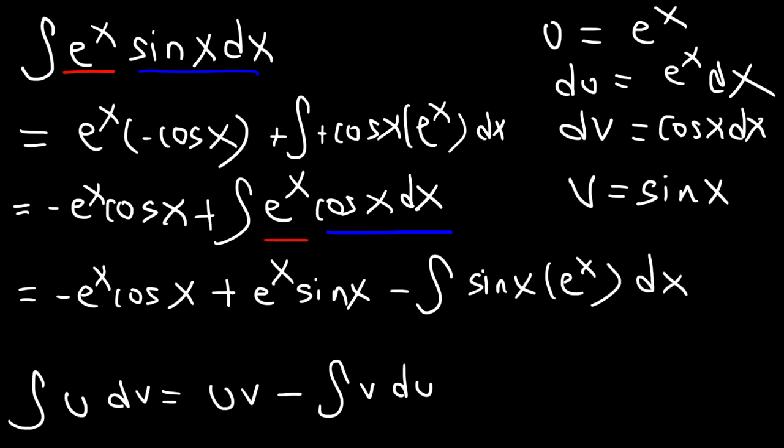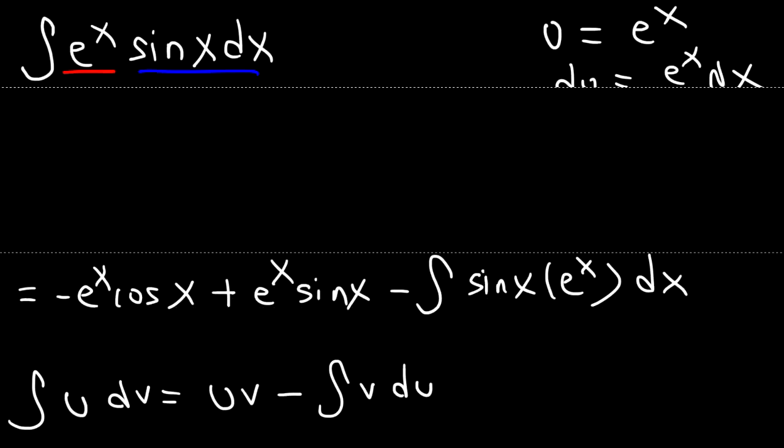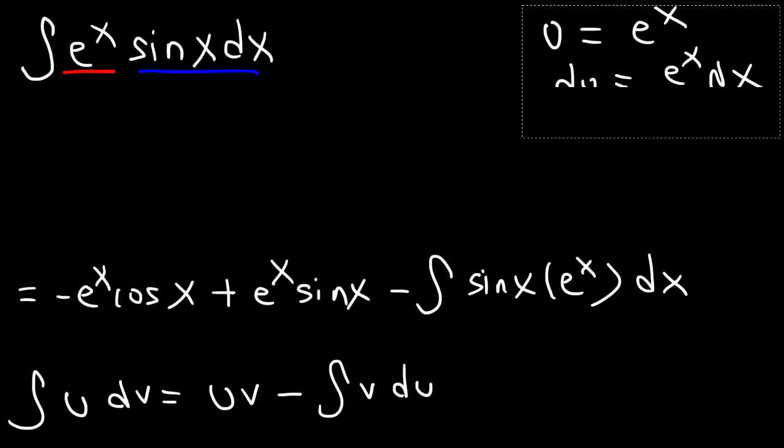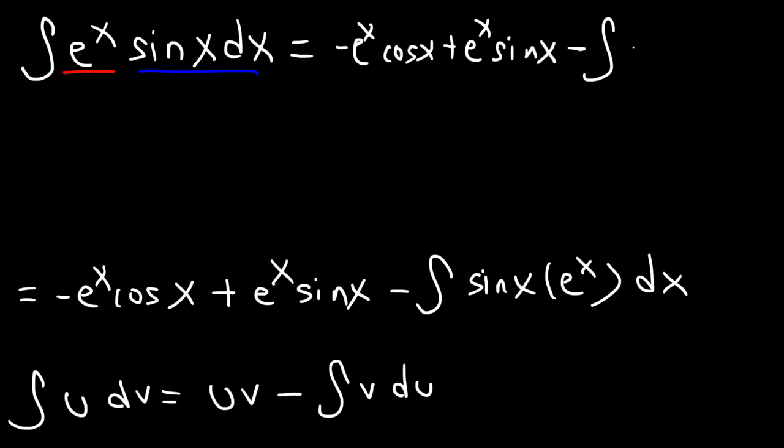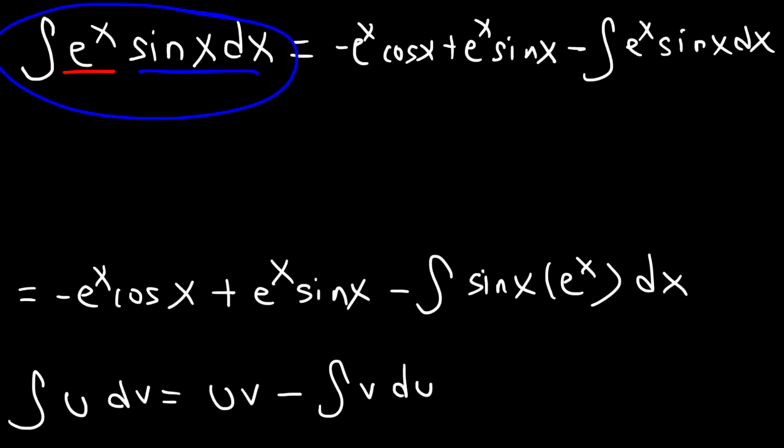Alright, so this part we need to be careful with. We're going to start with the original expression. So this integral is equal to negative e to the x cosine x plus e to the x sine x minus the integral of e to the x sine x dx. Our goal is to find the integral of this term, and the coefficient for it is a 1.